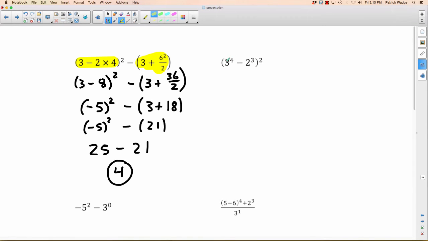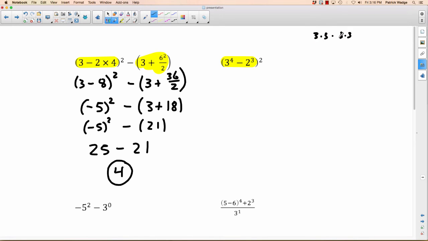Do we have a bracket? Yeah, we do. What do we do first in the bracket? We do the exponents. We have two of them. We have 3 to the 4th power. Well, that means 3 times 3 times 3 times 3. Remember, we did this before. You can go 3 times 3 and also 3 times 3 and then multiply those answers together.